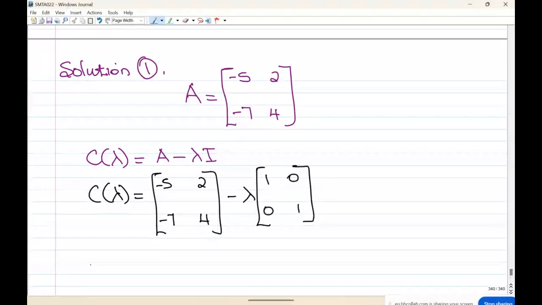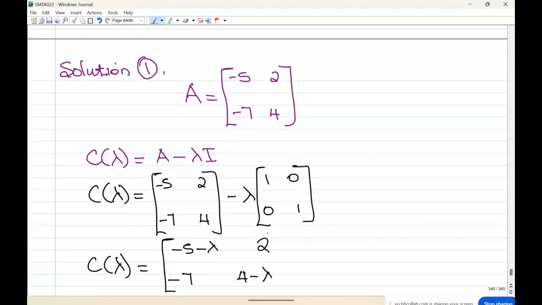Can I get confirmation that when you add these two, you are going to get minus 5 minus lambda, and then you'll have 2, minus 7, and then 4 minus this lambda. We close here, colleagues. Are you still there?